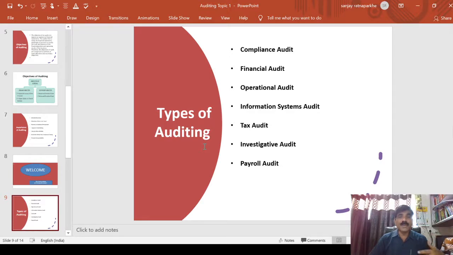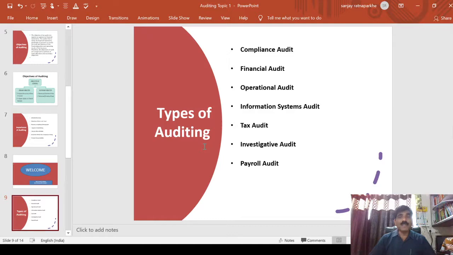It is a duty of the company to authenticate the records, and it can be checked whether the financial position of the company shows a true and fair view or not. So whether the financial position is exhibited truly or not is checked in the financial audit.